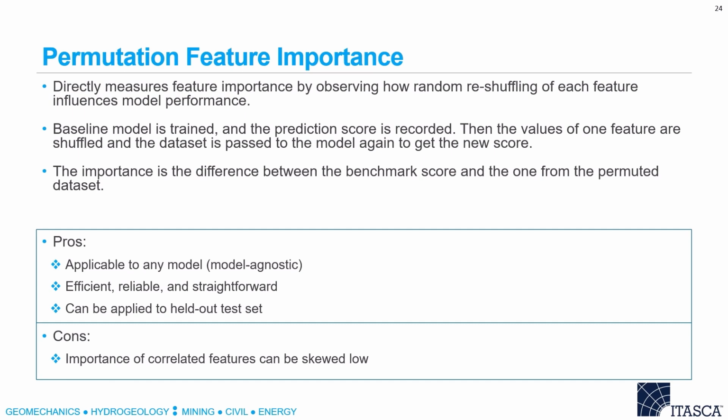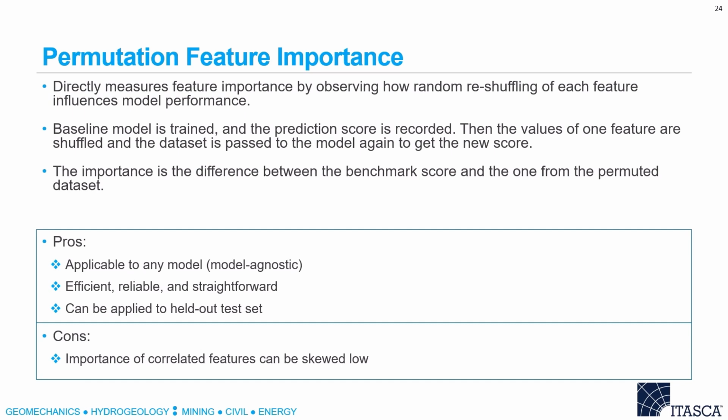The difference between your baseline score and the new score is the relative importance of that feature. The more the model score decreases, the more important that feature was to make an accurate prediction of your targets. The advantages of this method are that it can be applied to any kind of machine learning model, and it's an efficient and straightforward way to calculate feature importance.